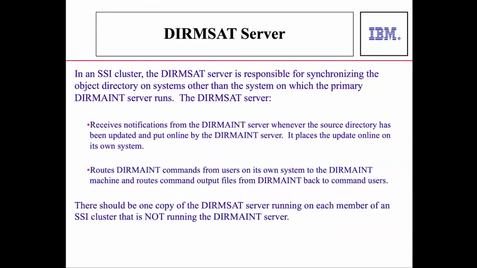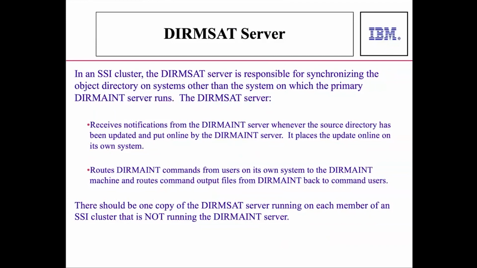Now, this other server called DIRMSAT, or the satellite server, is important and really required in an SSI cluster. Those are those guys that synchronize the directory and do those updates and relay things back and forth to the primary DirMaint server. They're running on the members that are not running the DirMaint server. So it's mainly in communication with the DirMaint server to know when to make an object directory update or something like that. So it puts that online update on its system, but it can route commands back and forth.